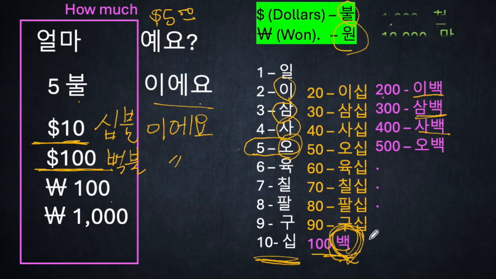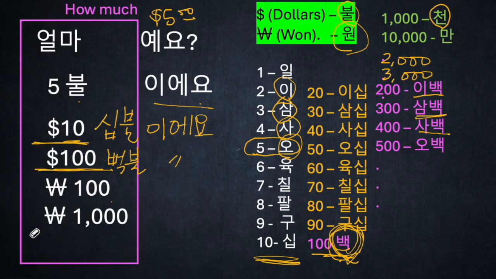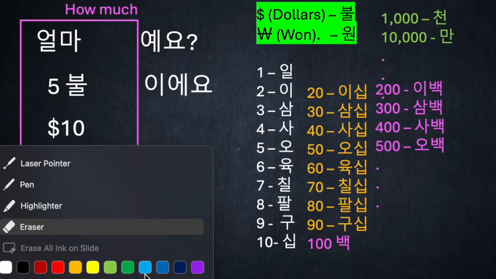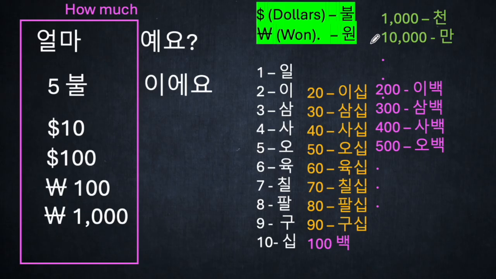So what about 1,000 and 10,000? So these you just have to memorize. 1,000 is 천. So how would you say 2,000? 2,000 will be 이천. 3,000. Let me just erase it again. Now I'll use a different color. So how do you say 3,000? So 1,000 is 천, 3 is 3, 3,000. How about 4,000? That's 4,000.